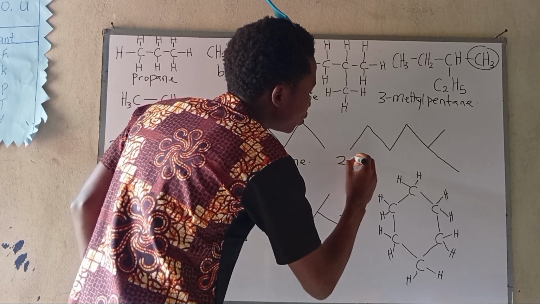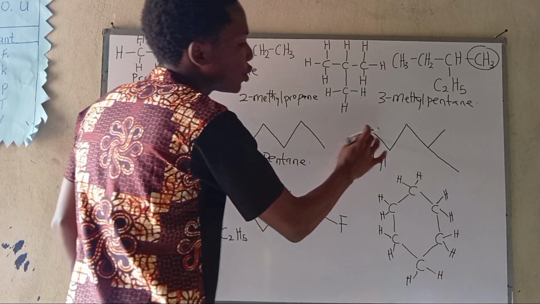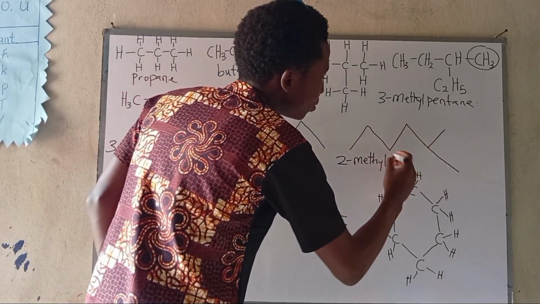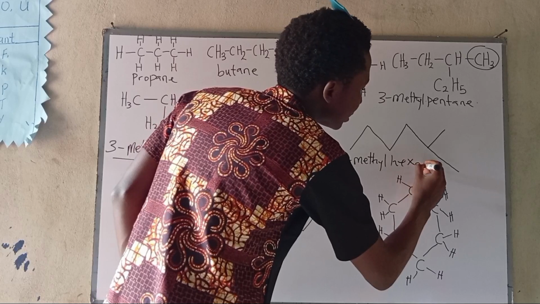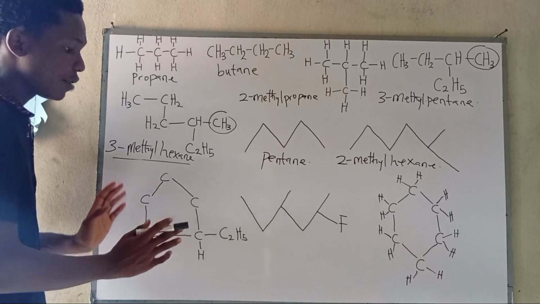So we call it what? 2 methyl what? We said altogether it's 1, 2, 3, 4, 5, 6. 2 methyl hexane. Okay, now looking at this guy is very, very different from everything we've been doing.